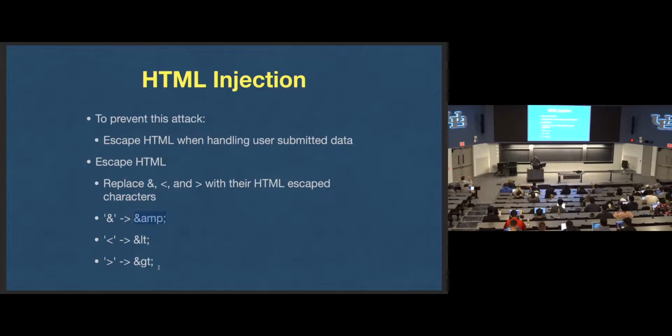So whenever we get user-supplied information, we're going to find and replace these 3 characters with their escaped counterparts, and then they can't inject anything. When the browser sees ampersand GT semicolon, it'll replace that with the greater than sign and treat that strictly as a character, not as part of an HTML tag. It will not parse that. It'll treat it strictly as that character.